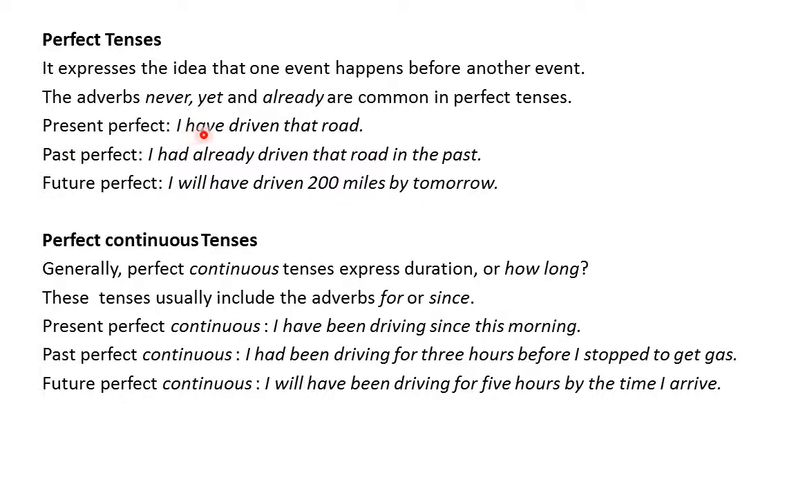Present perfect: I have driven that road. It means that I used this road before. Sometimes when we talk about something, we don't remember the exact date, and we did it maybe once and maybe more. So in this case, we will say, I have driven that road.